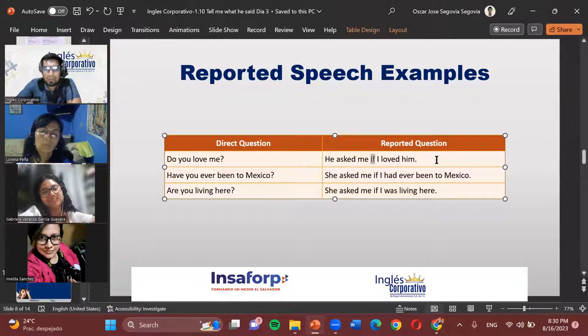And the reported speech version is going to sound something like, he asked me if I loved him. So as you see, hasta el drama, ¿verdad? Que se tiene, o sea, he asked me if I loved him. It's like you're telling your friend that your fiance is doubting your love for him or her. So it's something that is kind of dramatic, and it sounds way better when you're doing that kind of actualization, let's say, about specific situations.